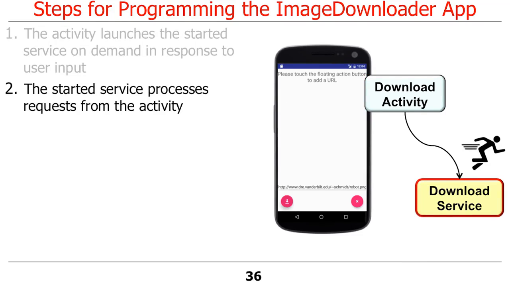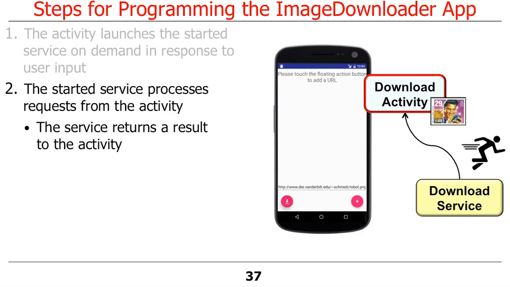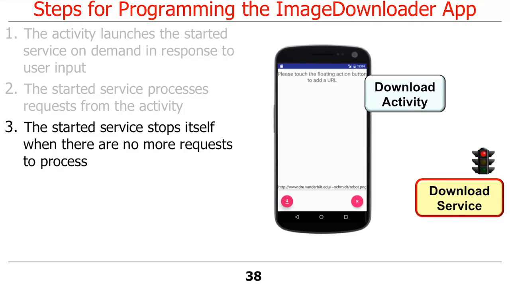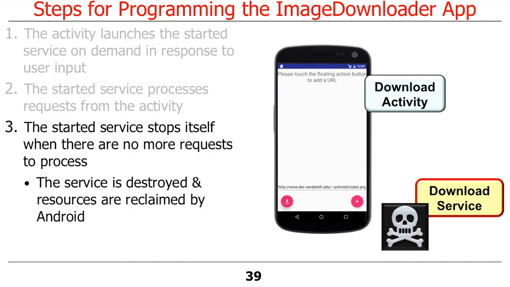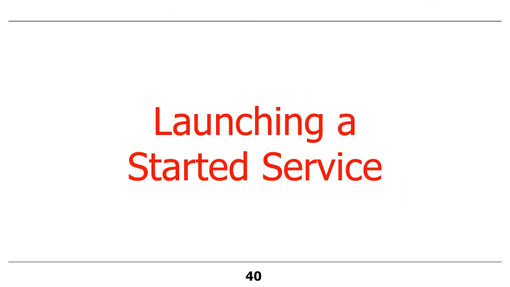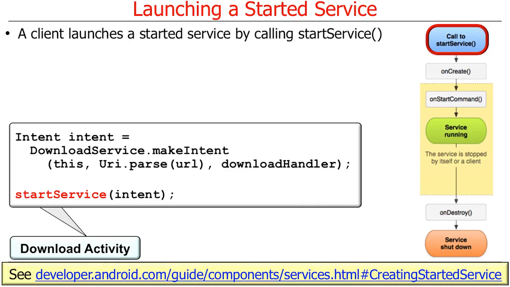The started service then processes requests that are sent from the activity in the intent, and the service in this case returns a result back to the activity. That's not always the way things work, but that's the way that a lot of applications work in Android. And finally, the started service stops itself when there are no more requests to process. The service is then destroyed, and any resources it allocated are reclaimed by the Android runtime system. Let's take a look at each of these steps in turn, starting with launching a started service.